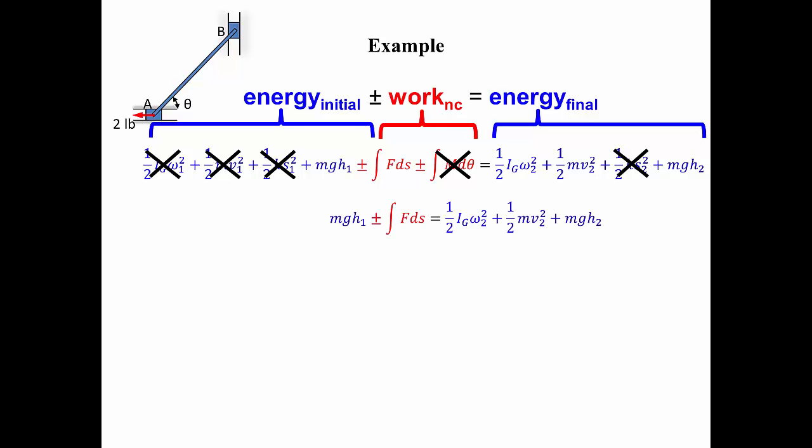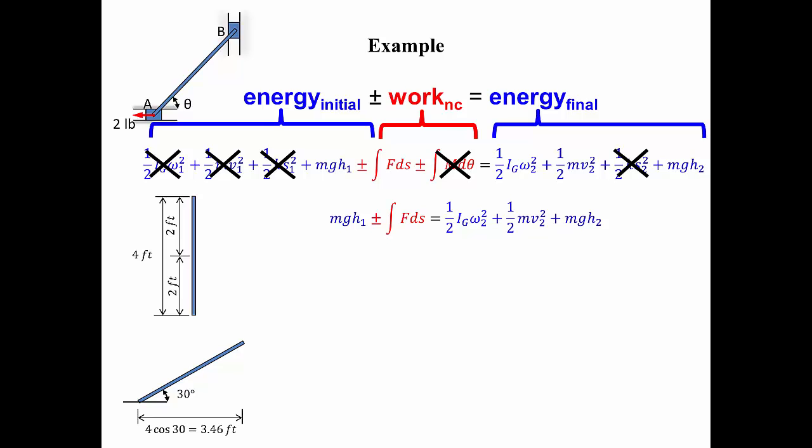mgh1 plus or minus force times the distance equals 1/2 I omega squared final plus 1/2 mass times velocity squared final plus mgh final. Now we can go ahead and start plugging in the things that we know. Our initial condition for our rod is vertical. It's a 4-foot rod, and so the center of mass is located 2 feet from the bottom of the rod. In the final condition, the rod is at an angle of 30 degrees.